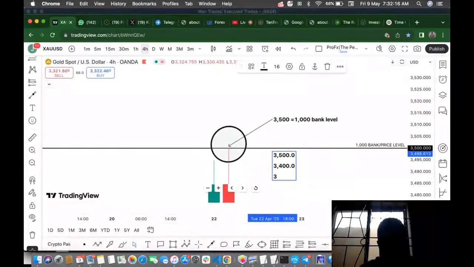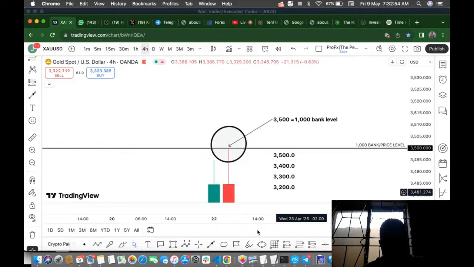Bank level below 1,000 again. 3,300. Are we getting this? 1,000 bank level again, 3,400. 5, 4, 3, 2. That is the 1,000 place value. Thousand, hundred, tens, units. Are these clear? So all these are the 1,000 bank levels for gold.